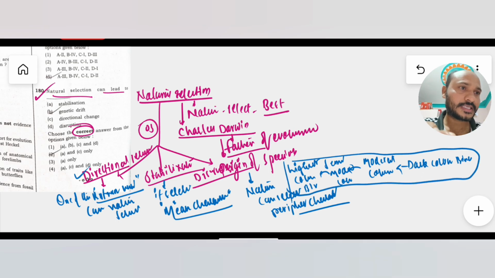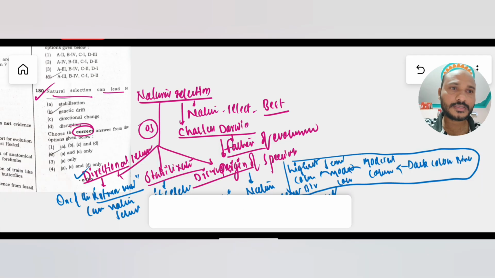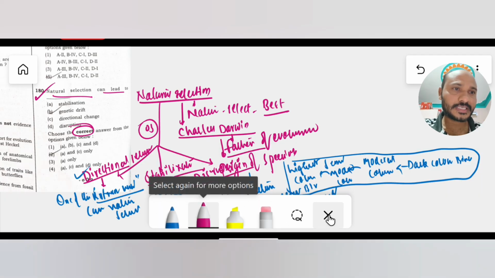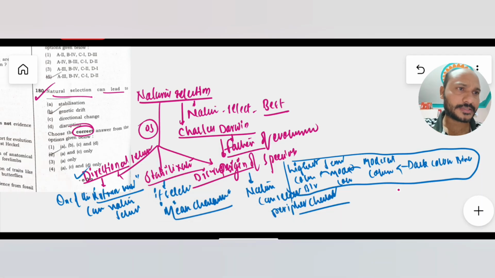If nature selects extreme characters, here the extreme character is the dark color bird. If nature wants to select only dark color birds, this type of selection is called directional selection. Directional selection means nature selects the best one with extreme characters, that is, dark color birds.